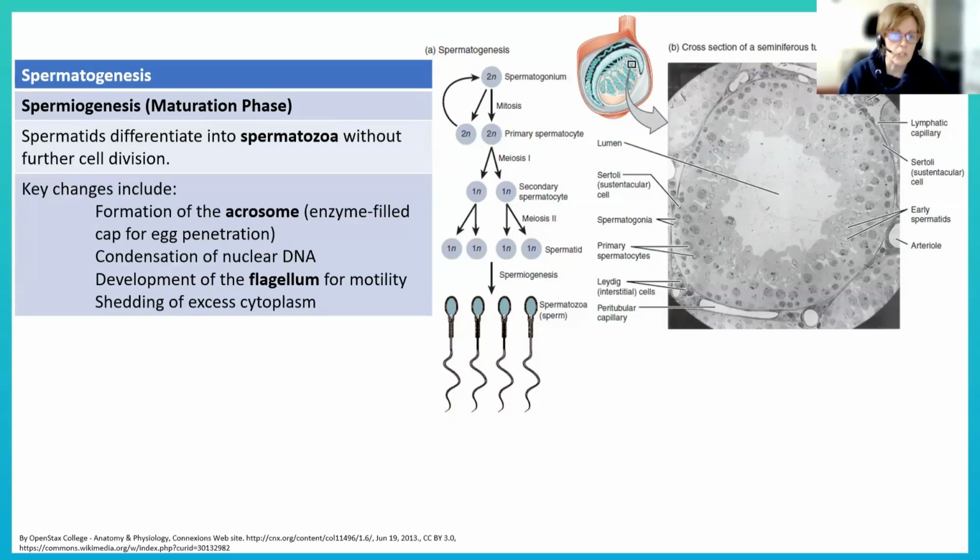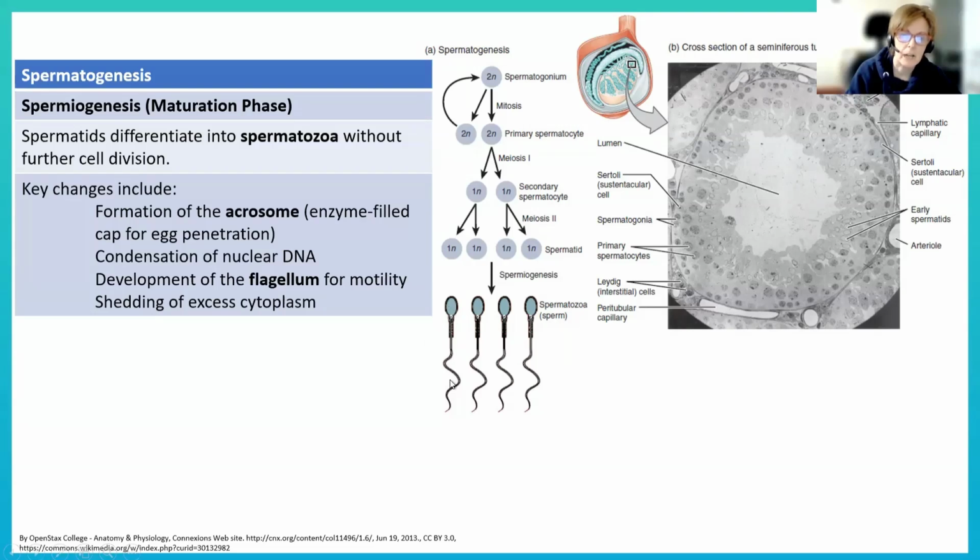The changes that happen in the specialization process include something called the formation of the acrosome. The acrosome is an adaptation of the sperm cell. It's like the cap around the head, a special cap filled with enzymes which helps the sperm dig into the egg. There's condensation of the DNA in the nucleus, which just means it wraps up and thickens more.